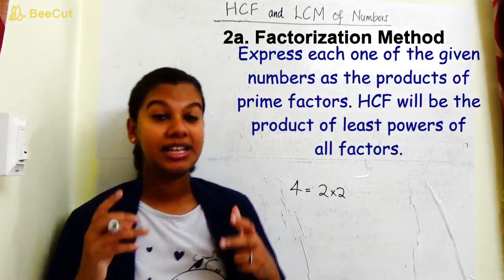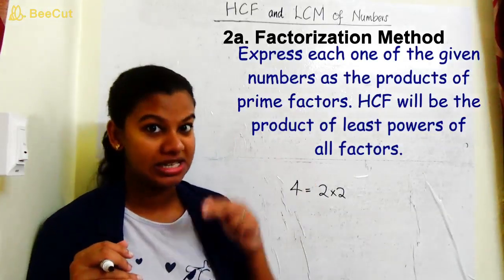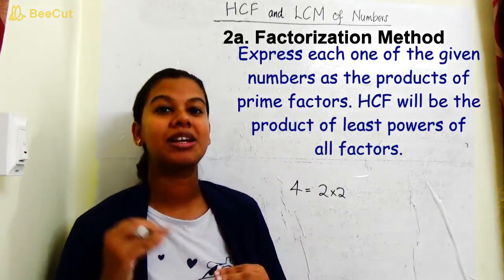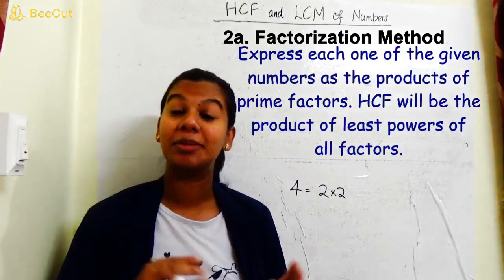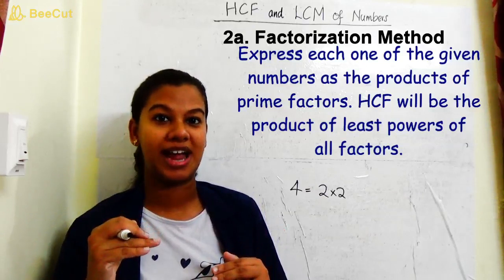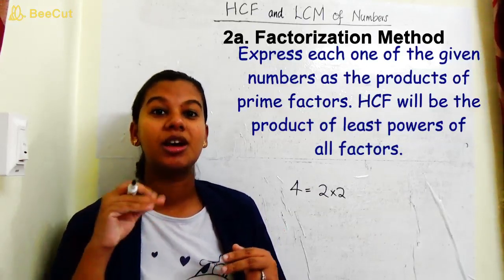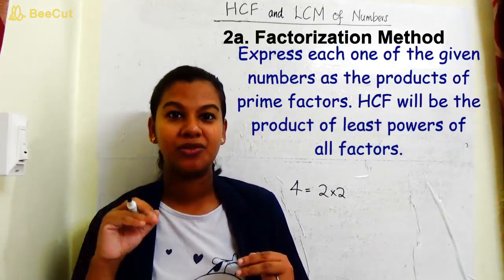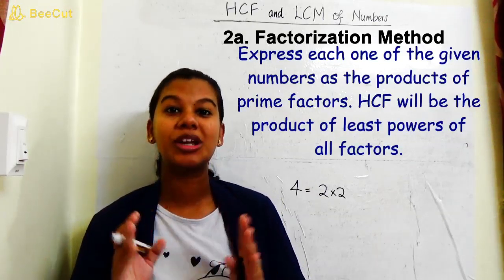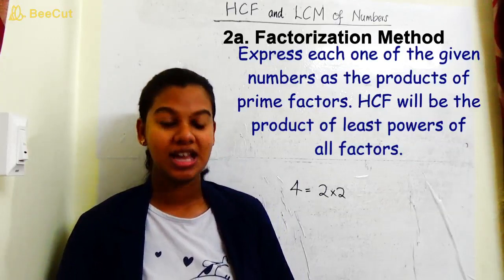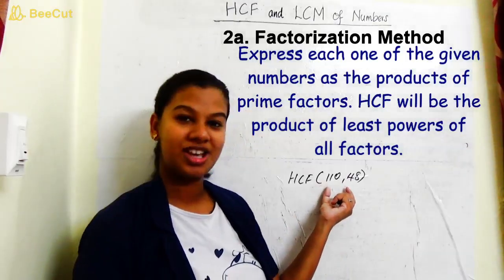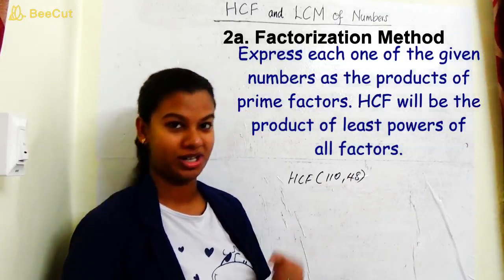Like that, each of the given numbers in which we have to find the HCF must be represented as a product of prime factors. And out of those prime factors, we take the common prime factors, and that will be the HCF. Okay, so I'll start with an example. I have to find the HCF of 110 and 48.